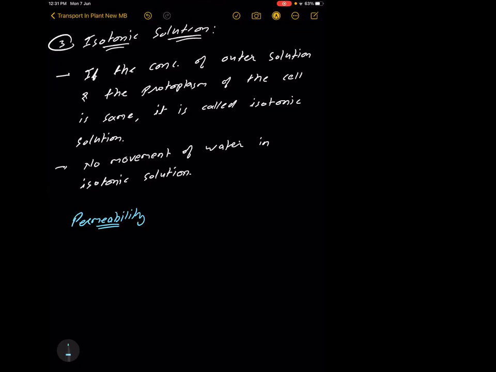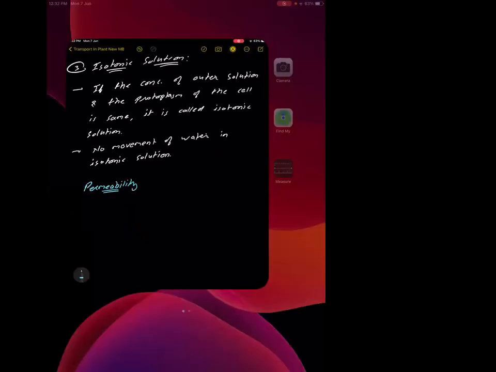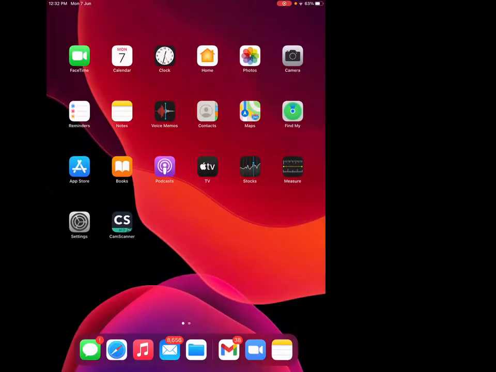Sir, are semi-permeable membrane and selective permeable membrane the same? No, selective permeable and semi-permeable are two different varieties. So there are four different types of membrane possible: permeable membrane; impermeable membrane, completely impermeable, which doesn't allow any movement; semi-permeable; and selective permeable. So who will say all these definitions?